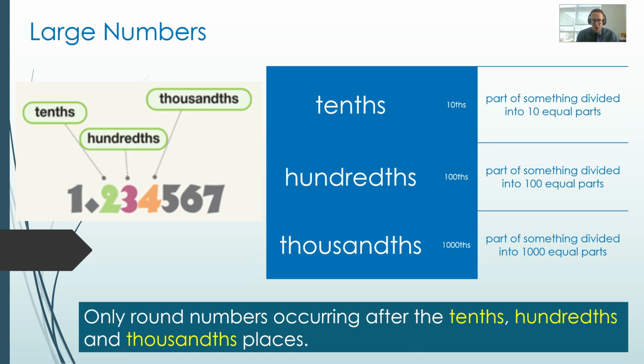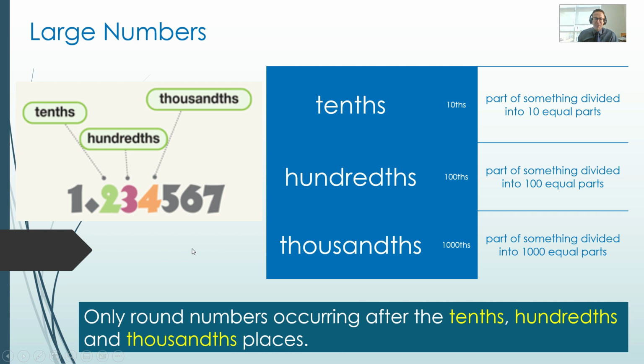Tenths, hundredths, thousandths. So this is when we're looking at decimal numbers, and when it goes to the 10 equal parts, so 1 point and then the first number, this is tenths. Then hundredth is divided into 100 parts, so we have the second number after the decimal point, this is the hundredths. And then thousandths is divided into 1,000 parts, and this is the third number after the decimal point. We have here on the number 4, this is thousandths.